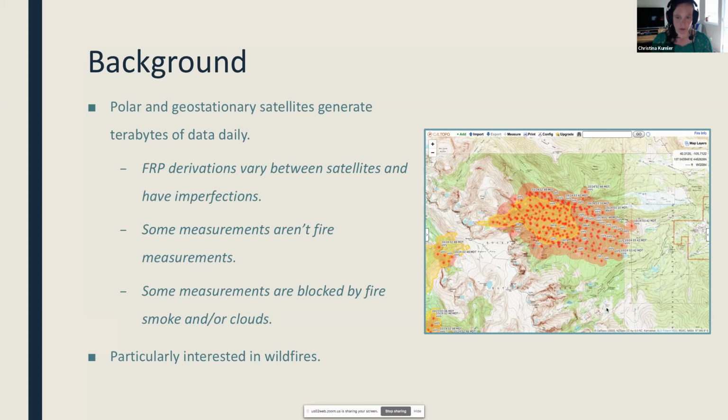Within even those collections of FRP data, sometimes you have bad measurements. So if the sun is at the perfect angle over a solar farm, it'll flare and that'll register as a fire radiative power. As I'd said before, sometimes the smoke by the fire that you're trying to measure is blocking out this derivation. So again, we want to try to see how we can represent that FRP given the data that we collect, but also given the weather variables to better improve that variable for wildfires.